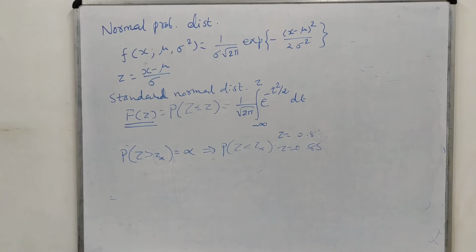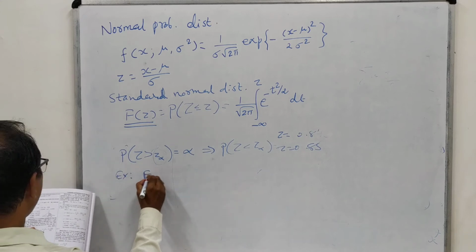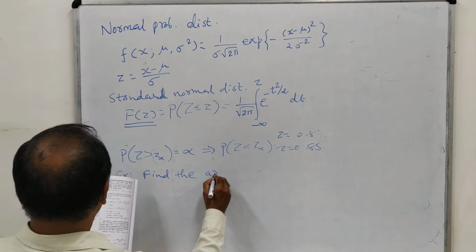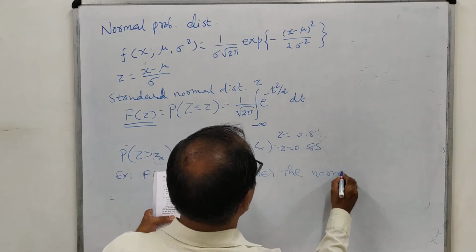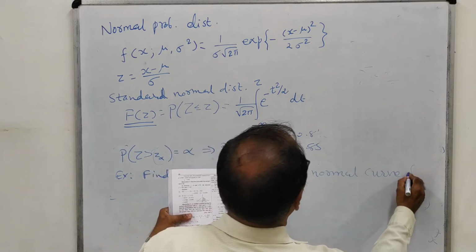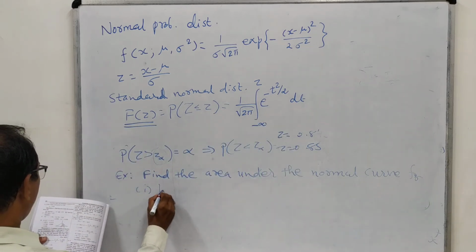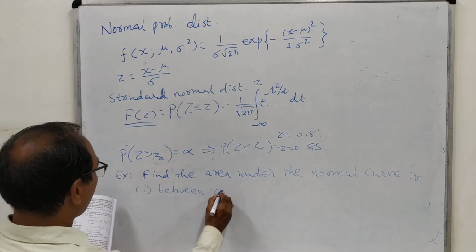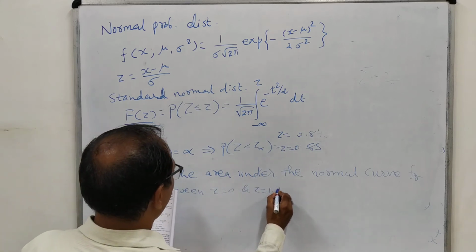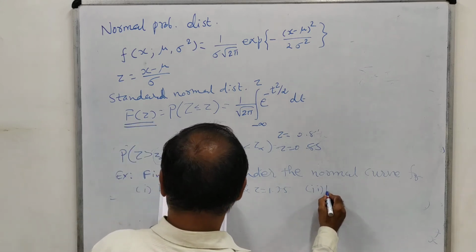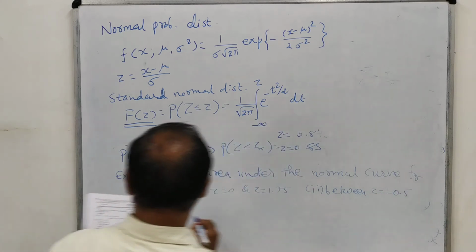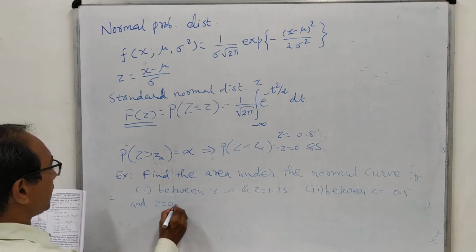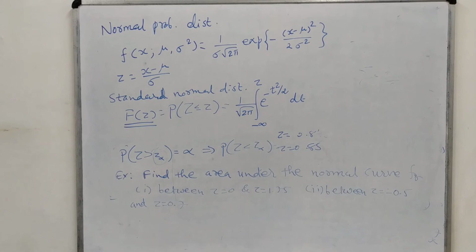Now let us see one more example. Find the area under the normal curve for 1, between z equal to 0 and z equal to 1.75, 2, between z equal to minus 0.5 and z equal to 0.7. So these two are very simple examples.